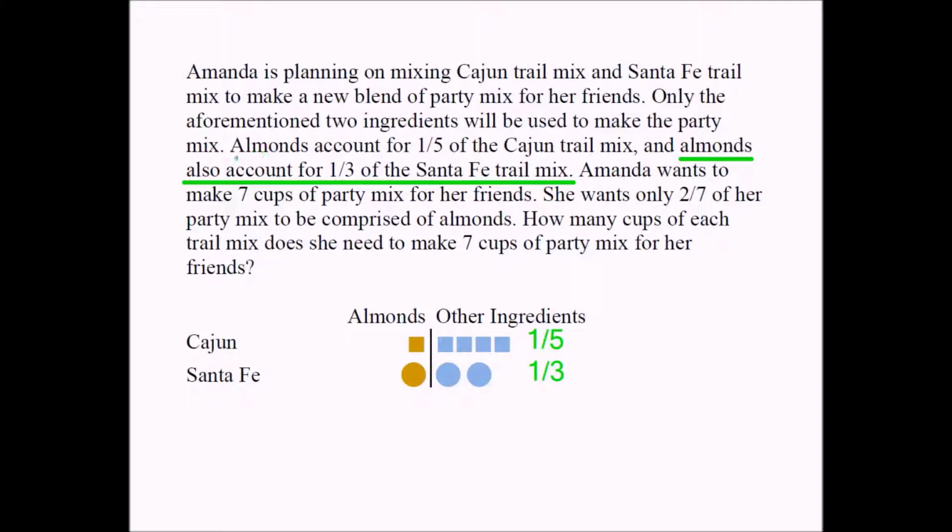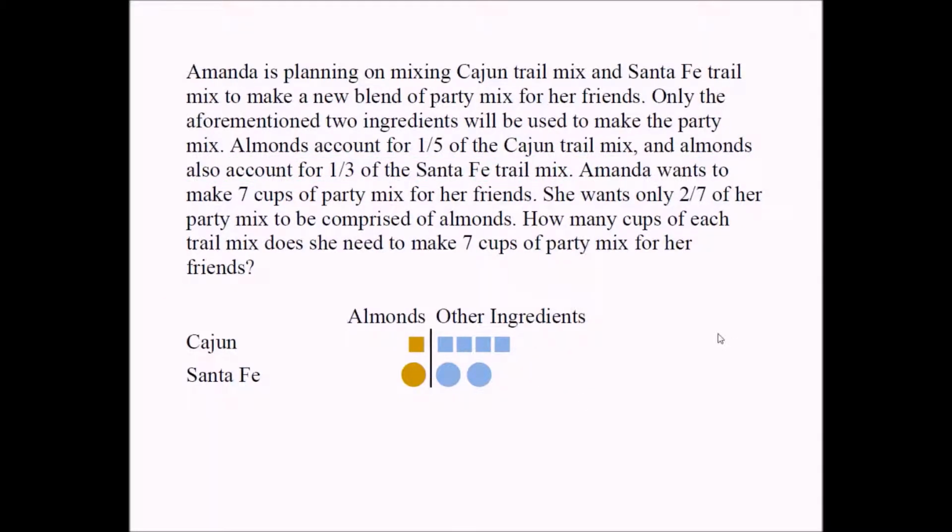Okay, the first one comes from this line. I'm going to underline it again. The first picture here comes from the first line. The second picture comes from the second line. Now we're going to work on these facts, work with these facts to see what we can figure out.